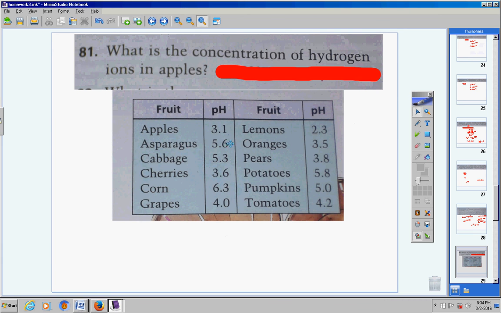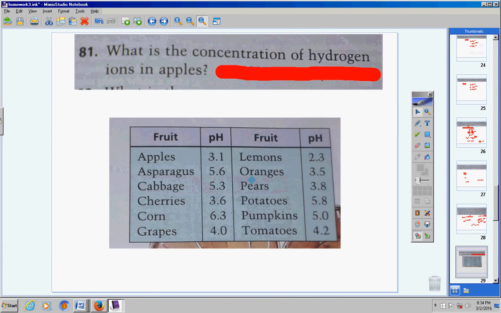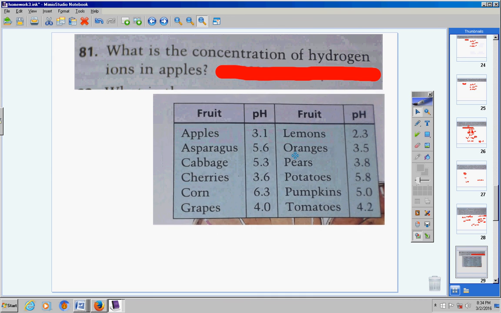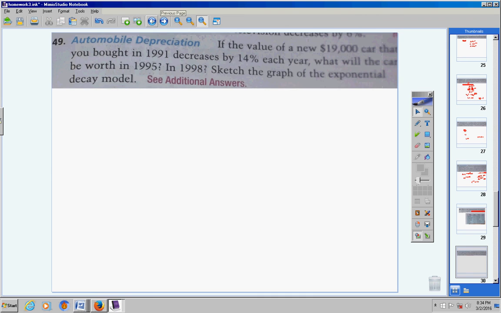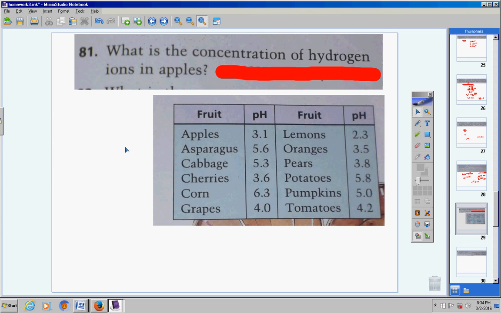Now, on this problem here, I think we're going to need a model. Did I not get that model in here? Okay, no problem. On page 80, on number 81 here, they give you a model. Above number 81, here it is. pH equals logarithm base 10 of I over H.